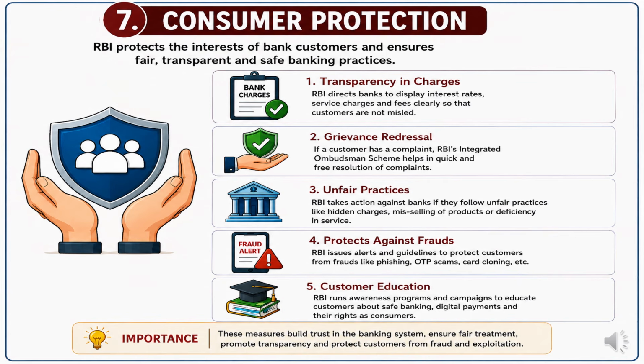Second one, grievance redressal. If customers have complaints against a bank, the RBI Integrated Ombudsman Scheme provides a mechanism for resolving eligible complaints. Third one, prevention of unfair practices. RBI takes regulatory action against unfair practices such as hidden charges, mis-selling of financial products, and poor service.